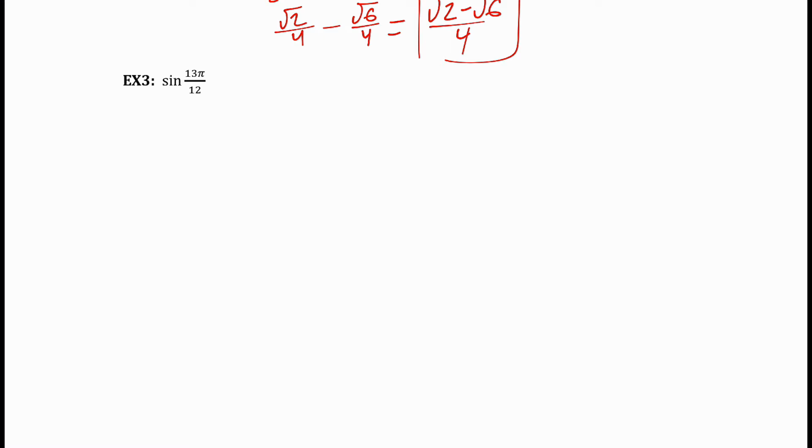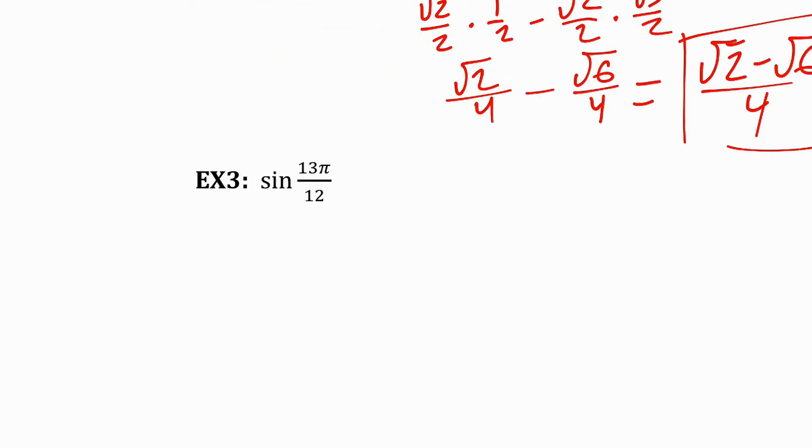For example 3, you've got the sine of 13 pi over 12. Now, the three angles that we focus on, the pi over 3, pi over 6, and pi over 4, again, weird order for me to go in, none of those would add up to 13 pi over 12. But what I'm going to encourage you to start thinking about is breaking it up into two separate fractions that are going to be over 12.